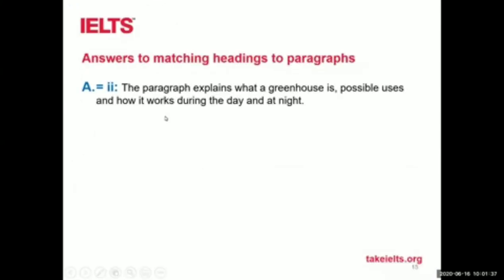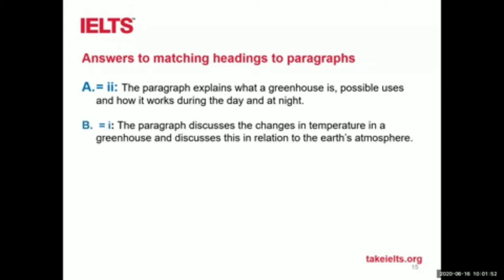The answer to A was 2, and I think most of you got that right. In fact, all of you that I saw. The paragraph explains what a greenhouse is, possible uses, and how it works during the day and night. The answer to paragraph B was 1. The paragraph discusses the changes in temperature in a greenhouse and talks about this in relation to the Earth's atmosphere.